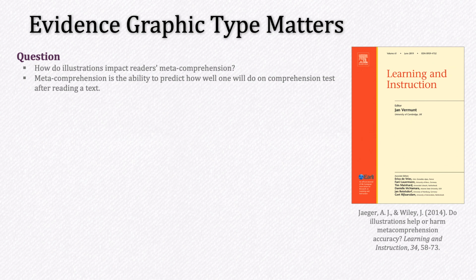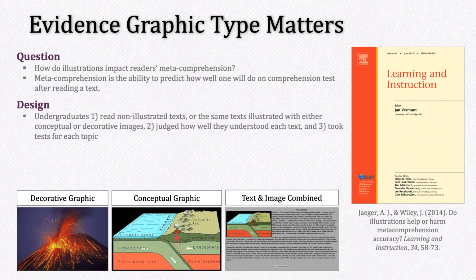Now, they define meta-comprehension as the ability to predict how well one will do on comprehension tests after reading a text. So, to answer that question, they created a multimedia presentation about volcanoes and included different illustrations, which they labeled as either decorative or conceptual. Now, using those materials, they asked undergraduate students to read non-illustrated texts or read the same text illustrated with either the conceptual or the decorative images.